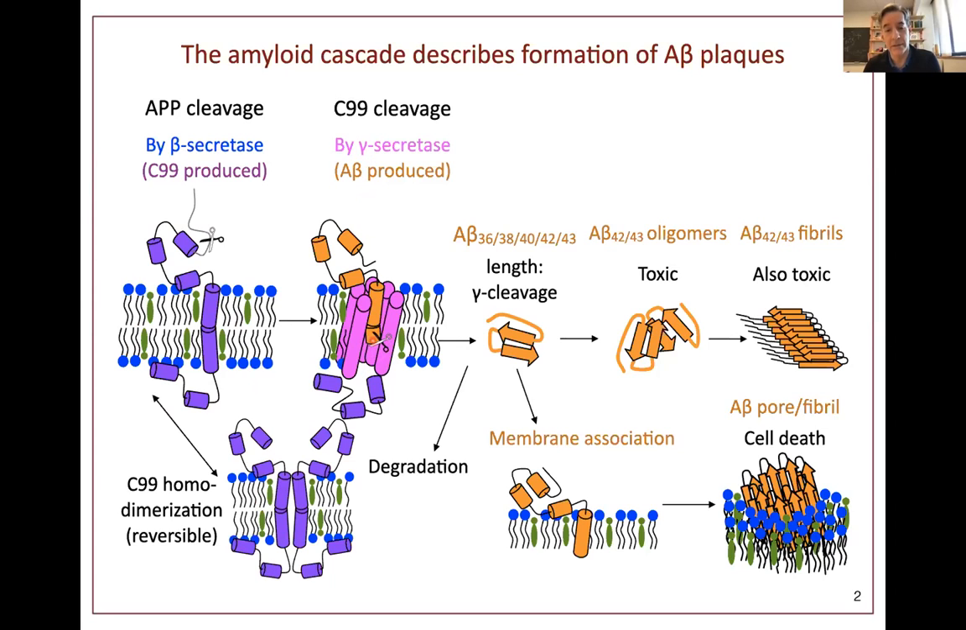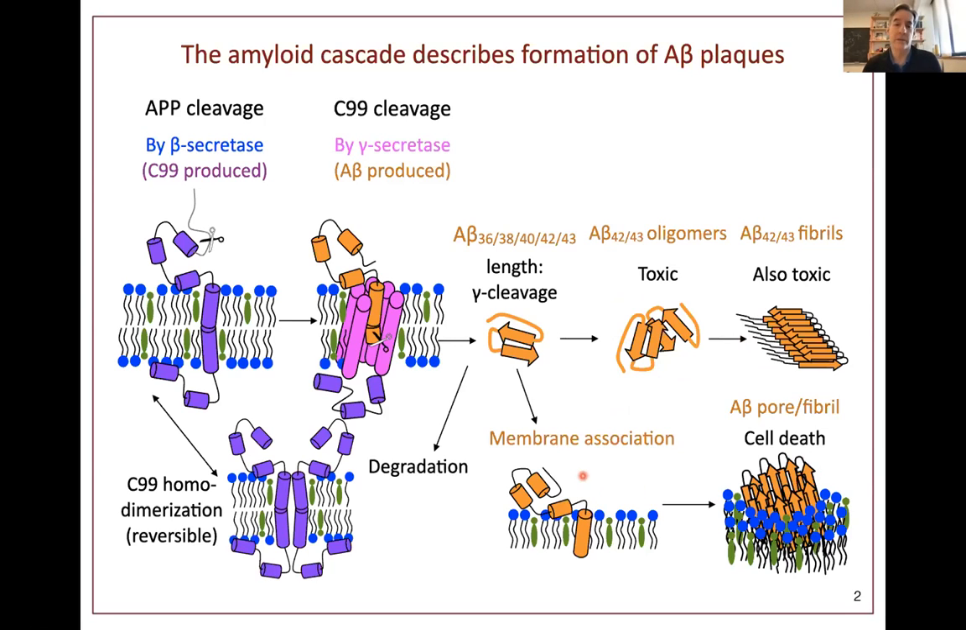And it's gamma secretase that carries out a processive cleavage of the C99 protein and then liberates the A-beta protein into the extracellular region. And A-beta protein then can go on to form oligomers, which have been demonstrated to be toxic, fibrils, also perhaps membrane-associated states, and can self-organize into pores that may play a role in causing cell death.